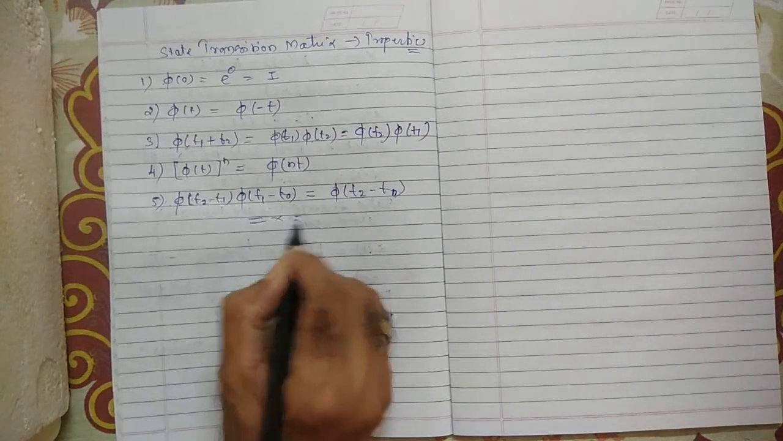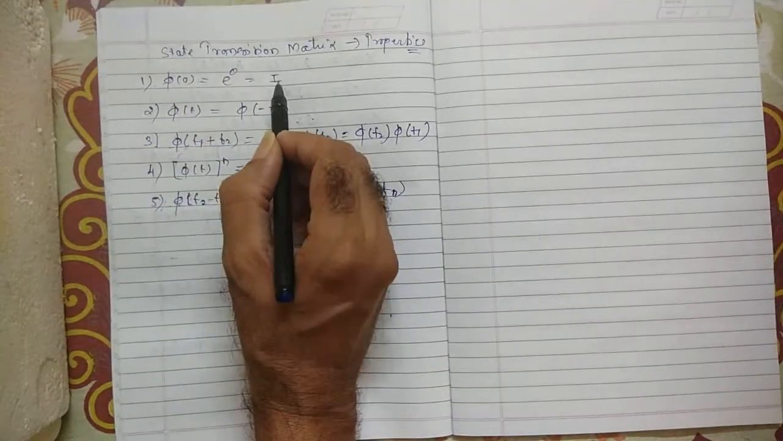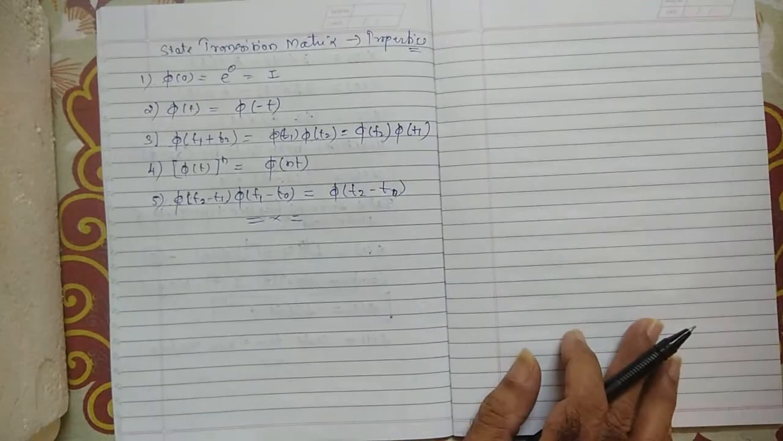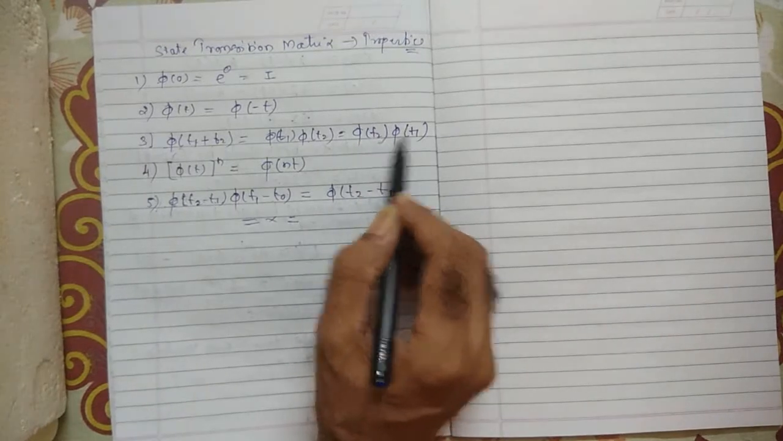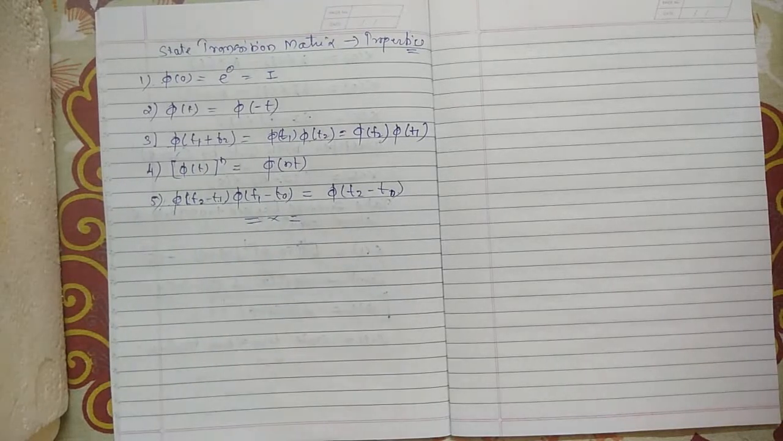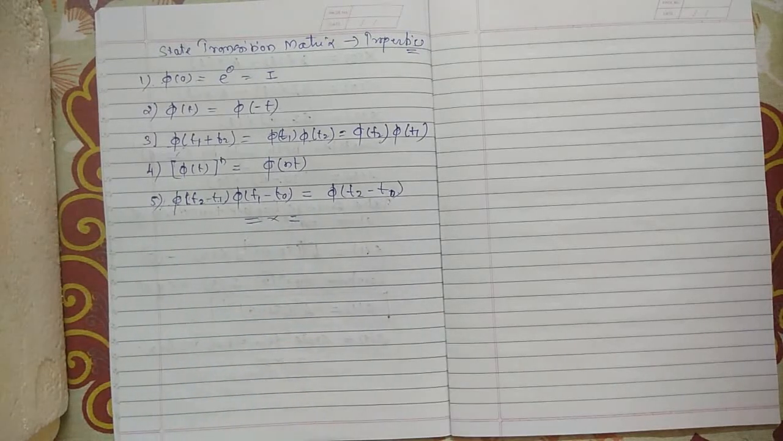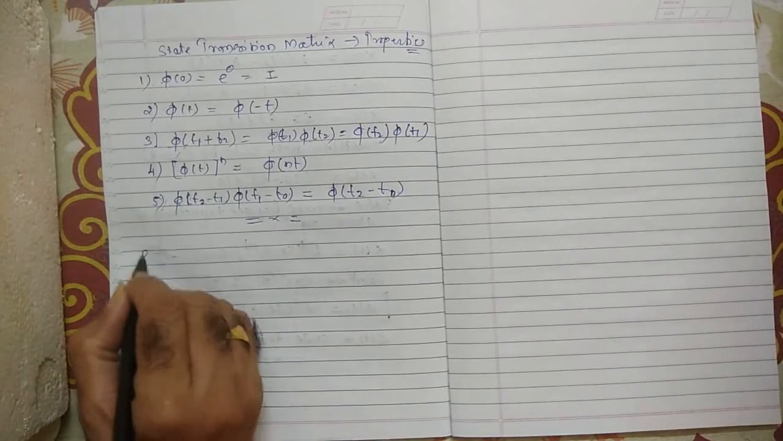So these are some of the properties; I have given five properties here. Phi of 0 equals I, that is, the identity. Phi of t is the inverse, phi of minus t. Phi of t1 plus t2 equals phi of t1 multiplied by phi of t2, which equals phi of t2 multiplied by phi of t1. Phi of t whole raised to the power n equals phi of n times t. And phi of t2 minus t1 multiplied by phi of t1 minus t0 equals phi of t2 minus t0. So these are some of the properties given here. Now we will see an example.